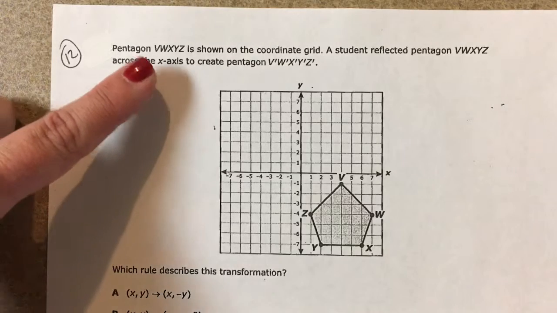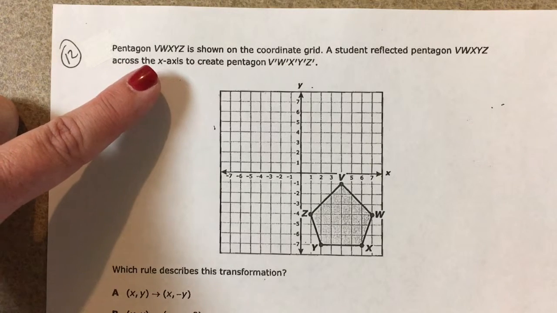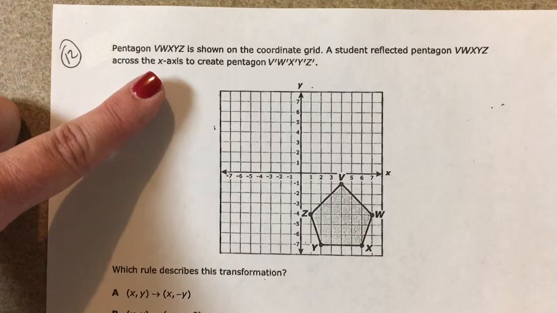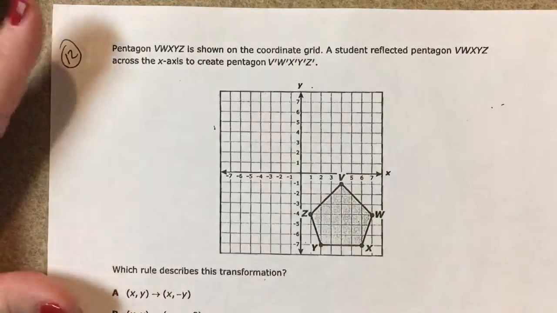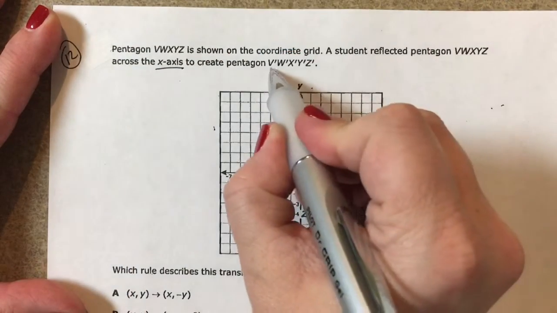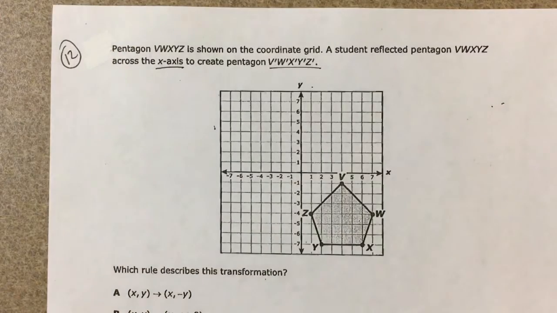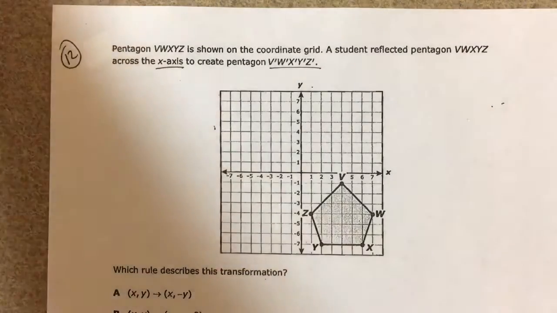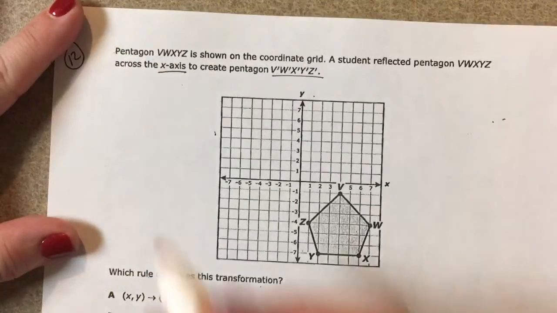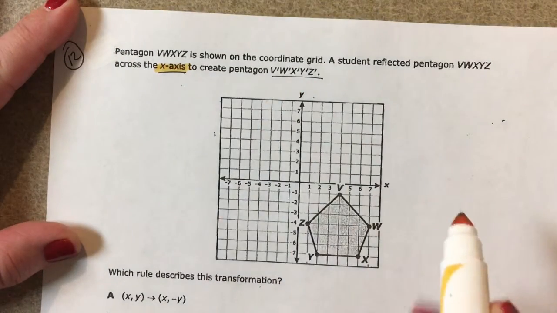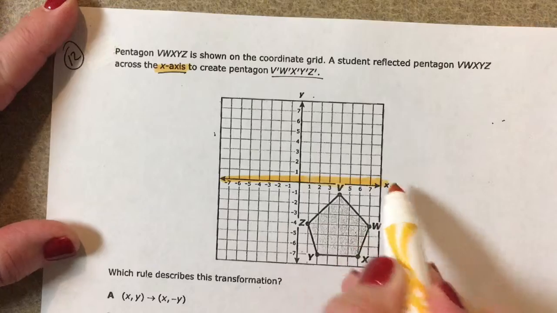All right, pentagon VWXYZ is shown on the coordinate grid. A student reflected pentagon VWXYZ across the x-axis to create pentagon VWXYZ prime. Okay, so remember when we do a reflection, we want to highlight the axis that we are reflecting over. So we're reflecting over the x-axis, so we want to highlight that.